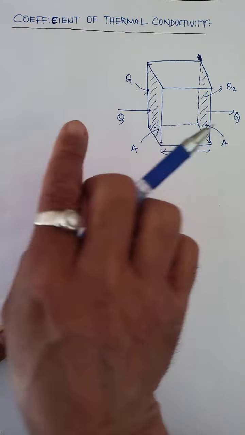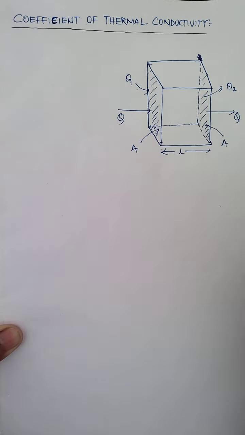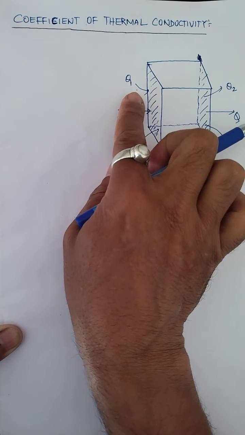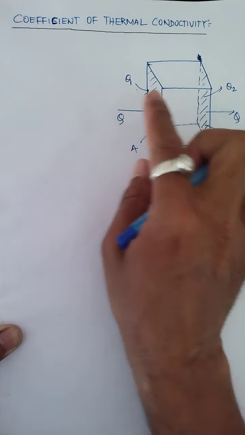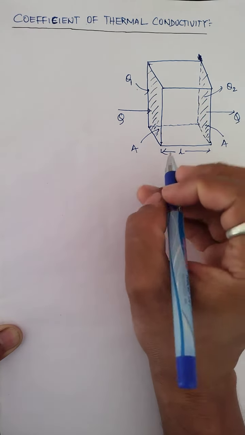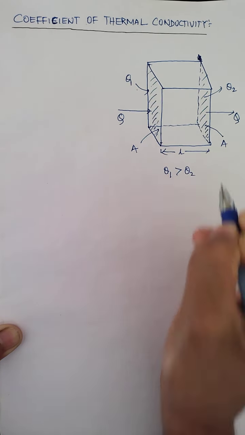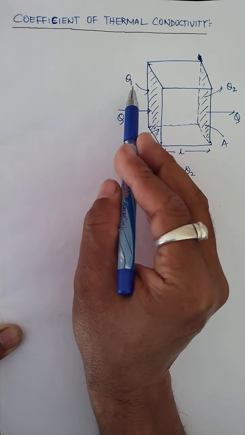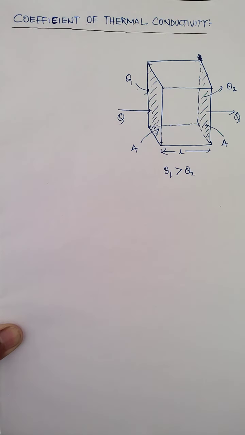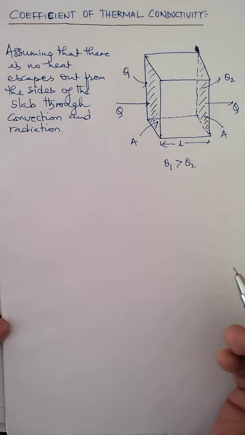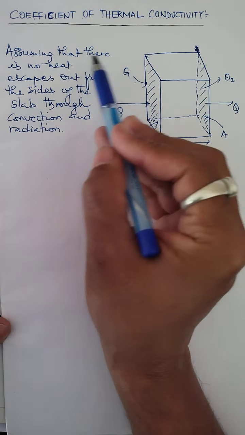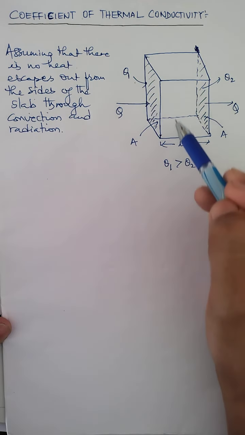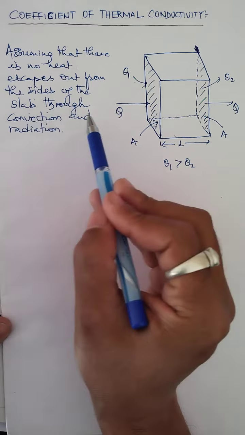That means this is the face where the heat is entering and this is the face where the heat is leaving. This arrow says that the heat is flowing from the surface at temperature theta 1 to the surface at temperature theta 2, which means theta 1 is greater than theta 2. Now we make one important assumption here, children: no heat escapes from the side of the slab, through convection and radiation.